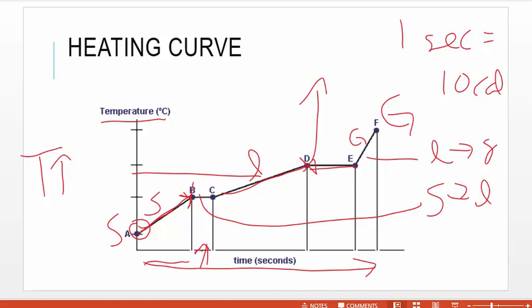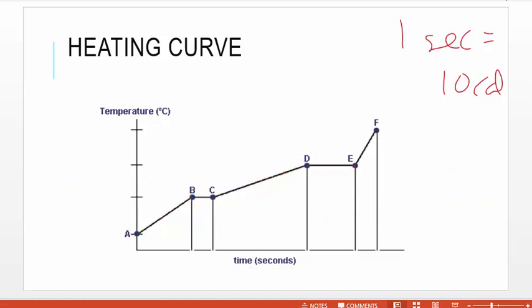So let's go back and make sure I recap this real quick. From A to B, it's on a slant, so it's in a phase, so this is a solid. B to C, it's at a plateau, so it's changing phase, going from solid to liquid. C to D is a liquid. D to E, plateau, liquid to gas. And E to F is a gas.